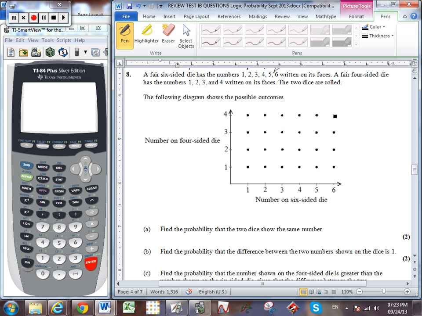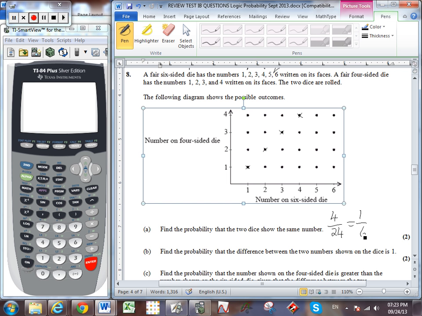Find the probability that the two dice show the same number. So we could have a 1 and a 1, we could have a 2 and a 2, a 3 and a 3, a 4 and a 4. So there's going to be 4 ways out of 24, which simplifies to 1 over 6. You could express that as a decimal or as a percent, but why bother? IB is fine with fractions if it hasn't specified how you should leave your answer. If you do round to a decimal or a percent, don't forget to round to 3 significant figures or more.